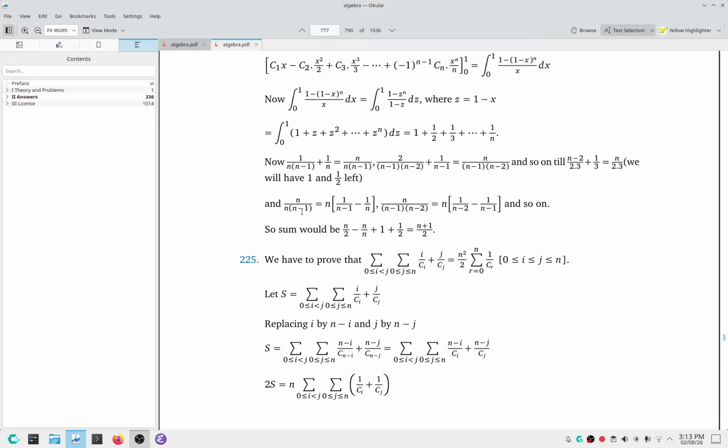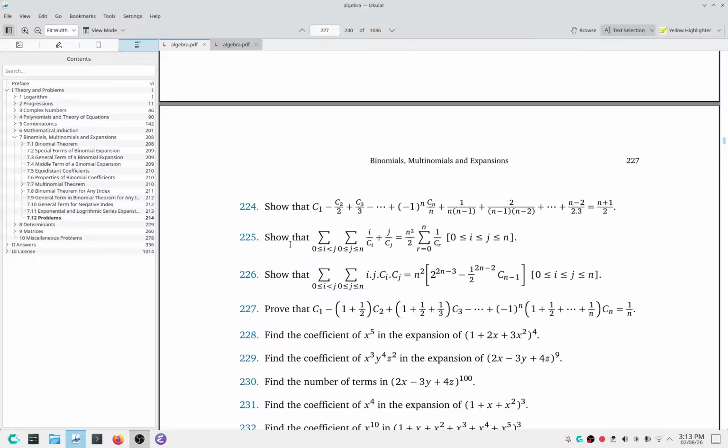So n upon n minus 1 is equal to n times 1 upon n minus 1 minus 1 upon n, and n upon n minus 1 into n minus 2 is equal to n times 1 upon n minus 2 minus 1 upon n minus 1, and so on. So the sum would be n by 2 minus n upon n plus 1 plus half, which is equal to n plus 1 upon 2.